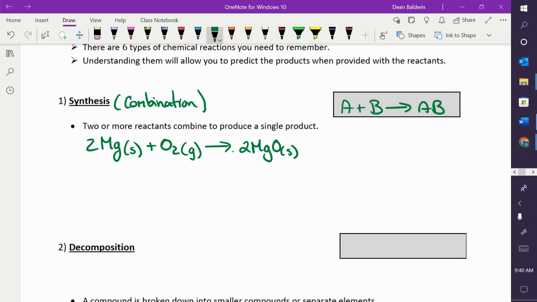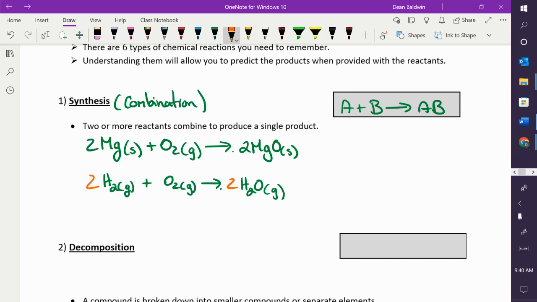It doesn't have to just be a metal. It could be hydrogen gas plus oxygen gas. What do you think hydrogen and oxygen are going to produce? H2O. It's going to form water, H2O. We got to balance this. So let's, four hydrogens. Boom, we're balanced. Okay, that's a synthesis reaction. Two or more elements form a single compound.